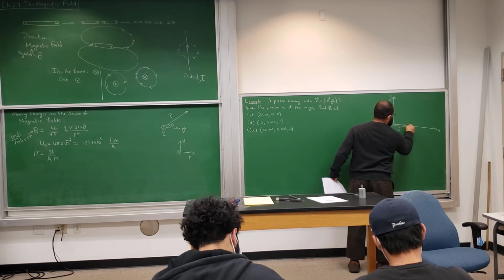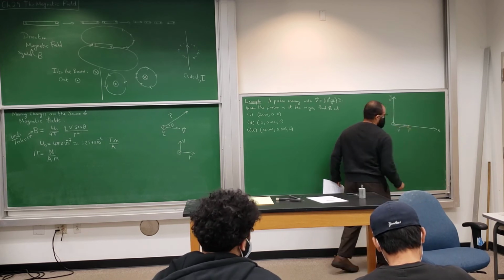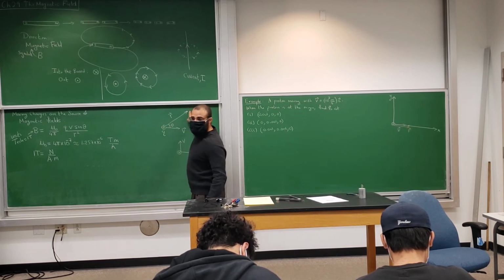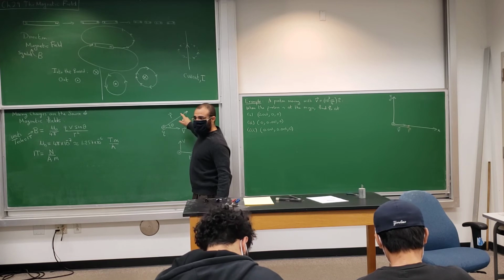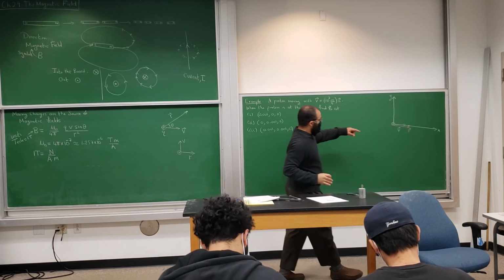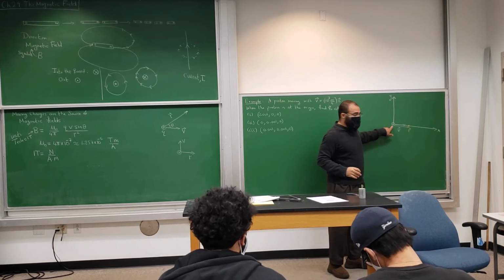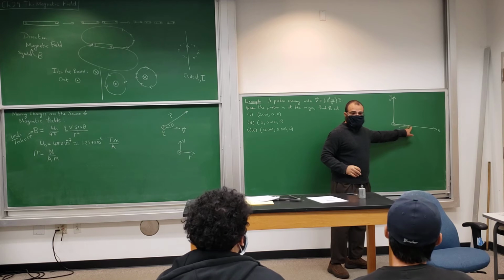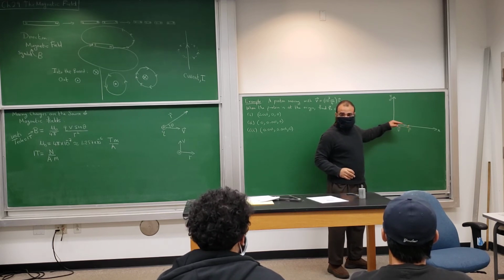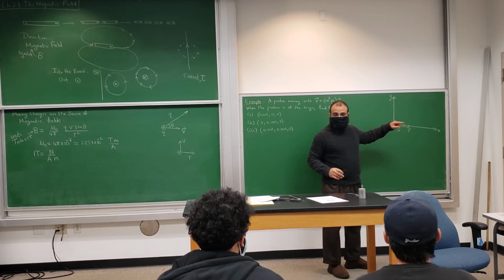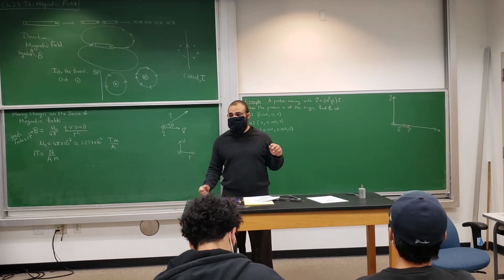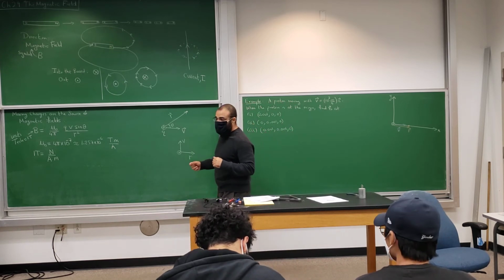So R is a vector that points in that direction, right? R is a vector that points from the charge to the point that you want to calculate the magnetic field at. So the charge is here, and I would like to find the magnetic field here. Notice the velocity vector is to the right, and the position vector is also in what direction? To the right. So what angle do they make with each other? 0. They make an angle of 0 degrees with each other.